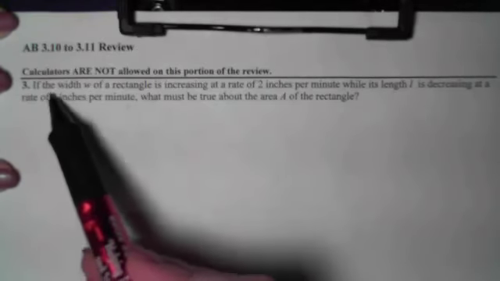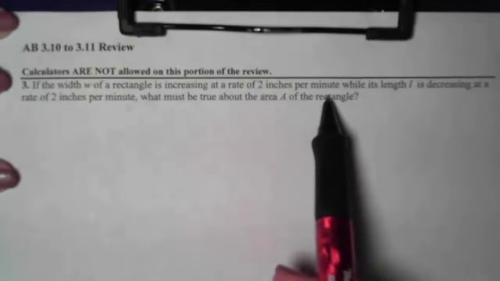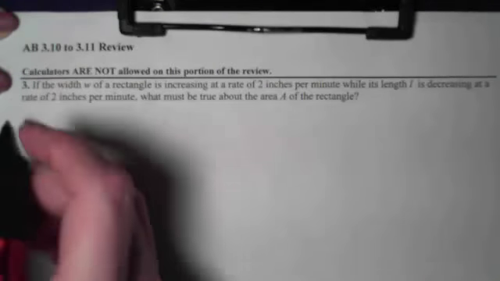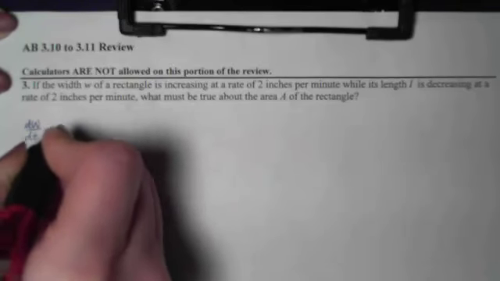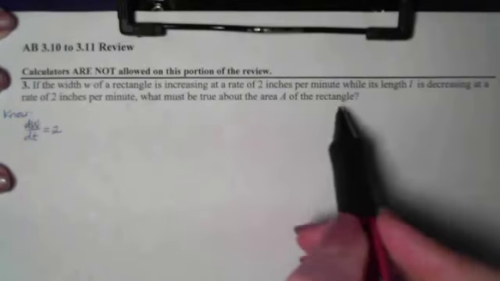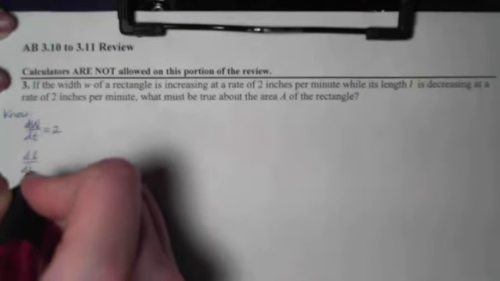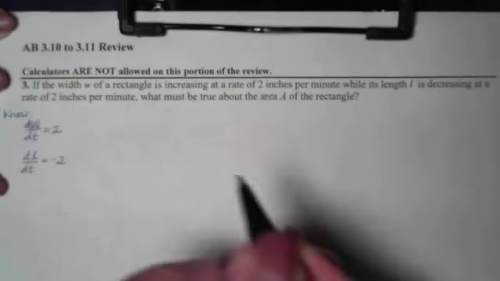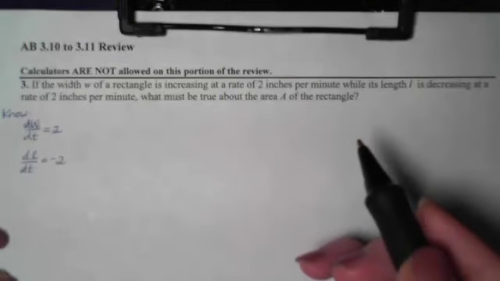So if we read this, it says the width W of a rectangle is increasing at a rate of 2 inches per minute. So that means that dW/dt is a positive 2. This is something that we know. And it says the length is decreasing at a rate of 2 inches per minute. So that means dL/dt is a negative 2. And the question is, what must be true about the area of the rectangle?